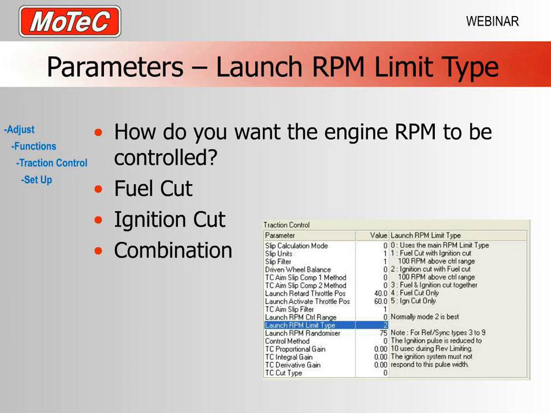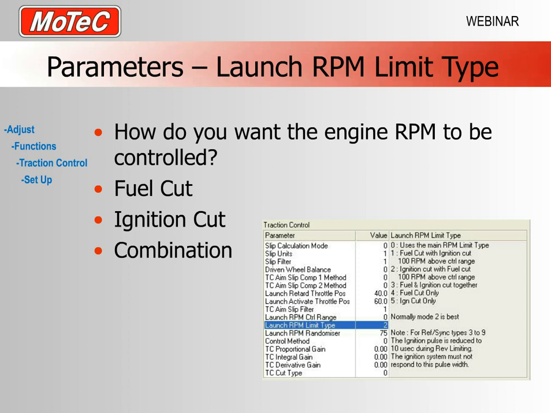The next thing we have to set up is our launch RPM limit type, and like I said, these will be slightly out of order, but you can follow it through on the webinar if you're ever actually doing it on a car. So for the launch RPM limit type, this is what type of cut we are using, and you'll see each time we highlight a parameter in blue, up to the right there we will have a list of the various options that we have.